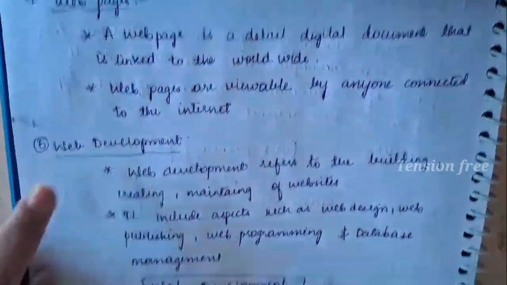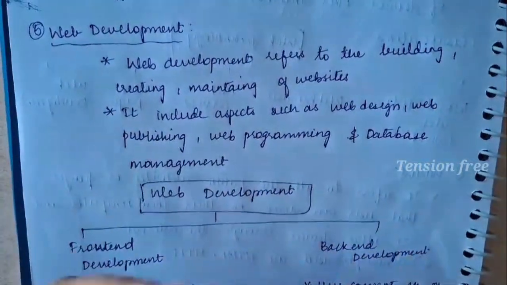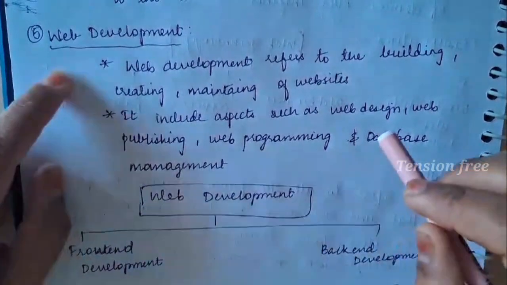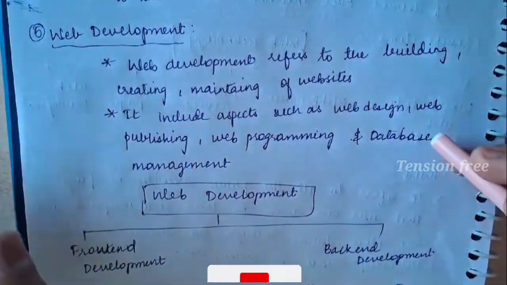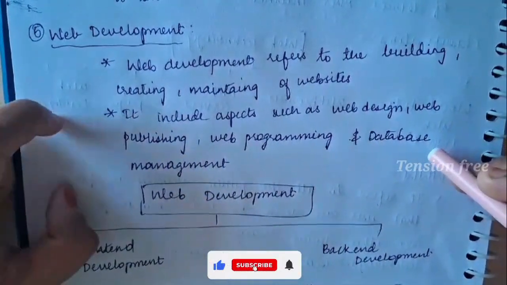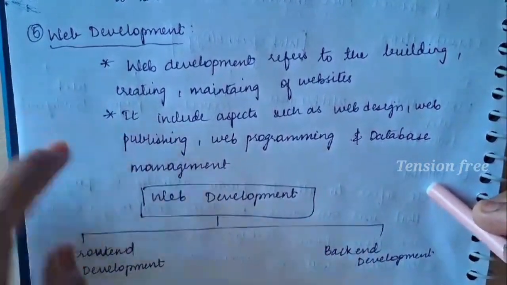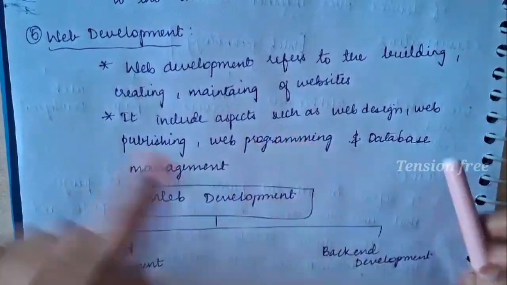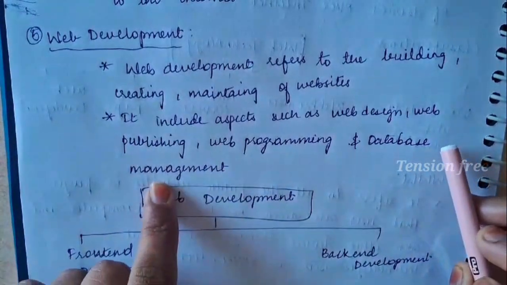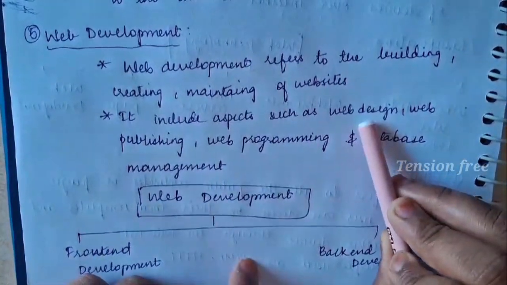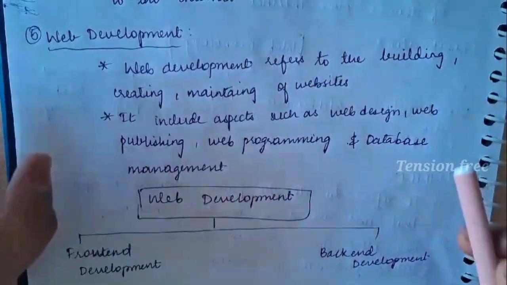Next, coming to web development. Web development refers to maintaining, creating or developing websites, various types of websites. Here we can develop many websites and make sure that these websites are detailed and the information is very clear, and it includes aspects such as web design, web publishing, web programming, database management. Every website is designed here and published, and data will be managed properly in web development.